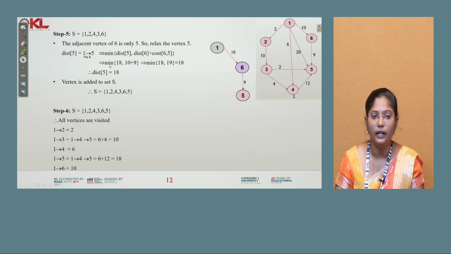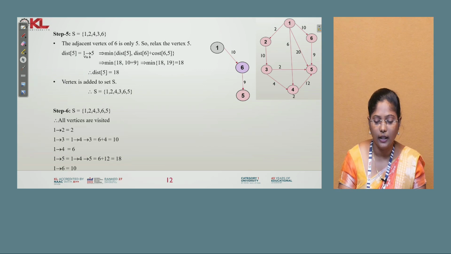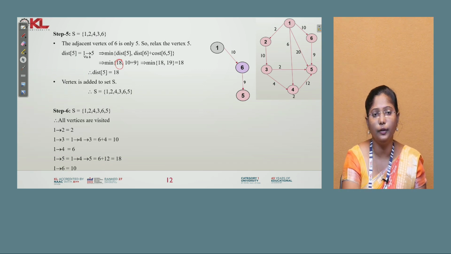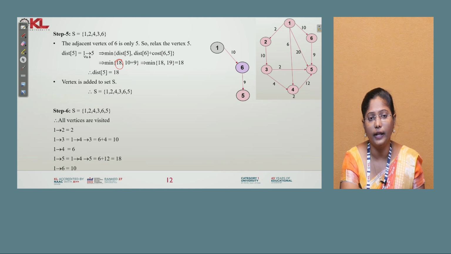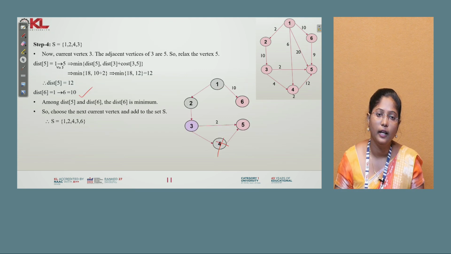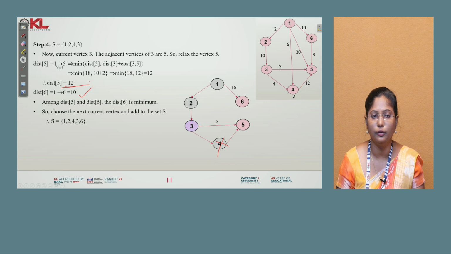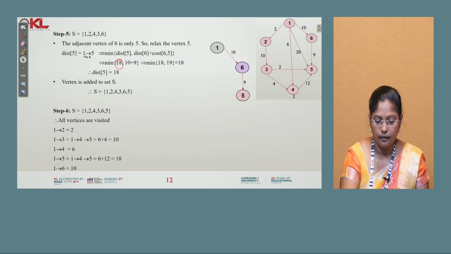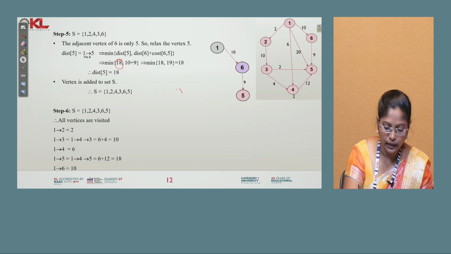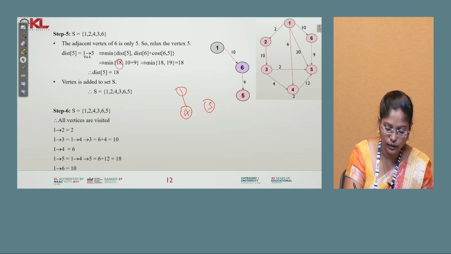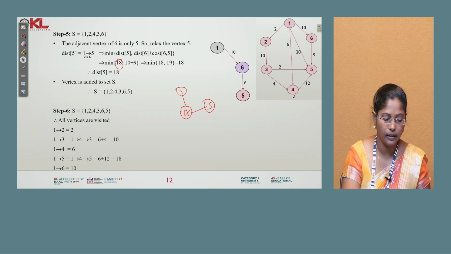I am applying the relaxation property formula, and here we can observe one thing: the minimum distance of 5 is 18, but previously we observed 12 as the distance of 5. Then what should we do? Why did we consider 18? Because in the path, generally one way is 1, 4 and 5. So this is one path, right, and it has 6 and 12.